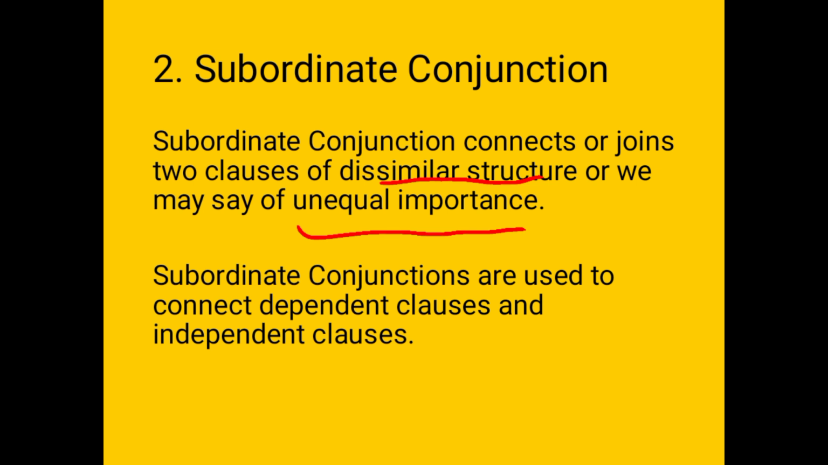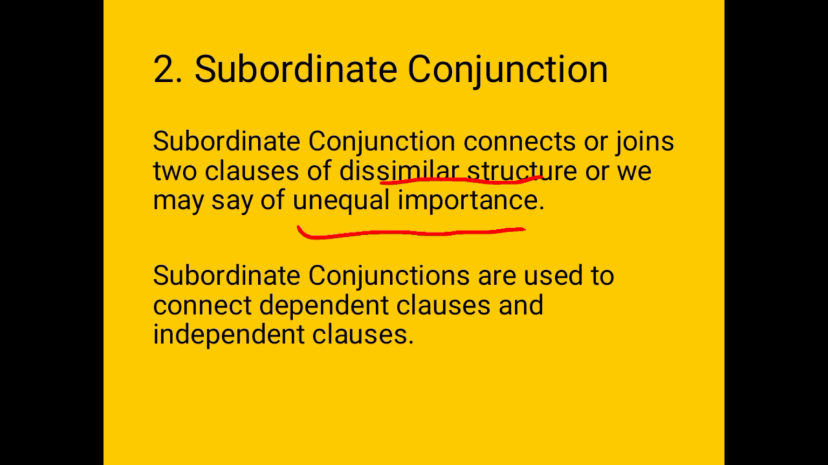So, as I mentioned, in the coordinate conjunction the two clauses are of equal importance. So, here in the subordinate conjunction, one of the clauses is more important than the other one. That means that one of the clauses is an independent clause and the other clause is a dependent clause. So that makes it a dissimilar structure. So let's look at some more points.